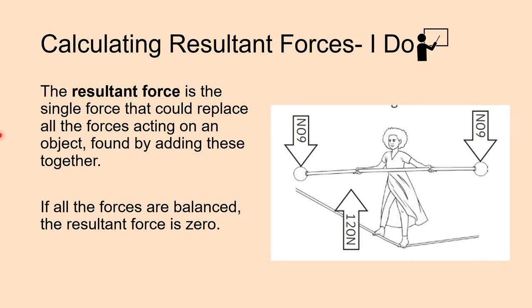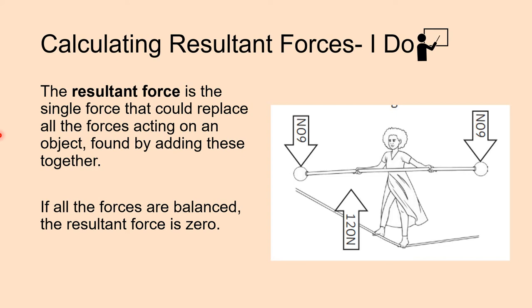So, we can calculate resultant forces. I'm going to go through an example. You do not need to write this down. The resultant force is the single force that could replace all the forces acting on an object. And we find these by adding them together. If all the forces are balanced, the resultant force is 0.